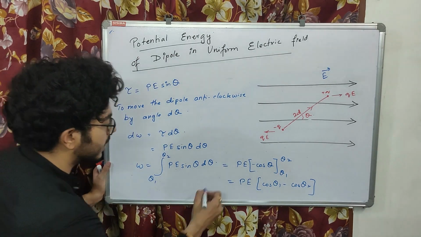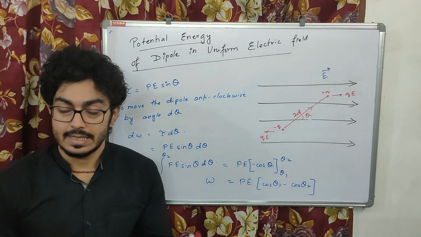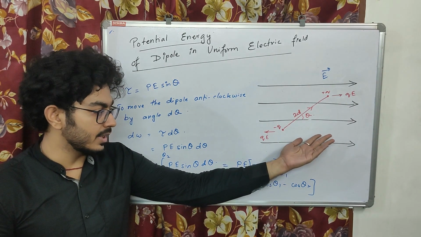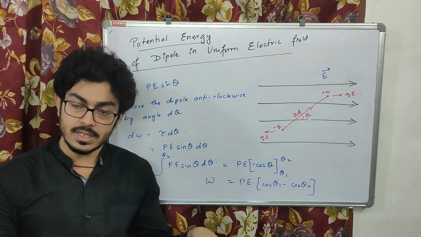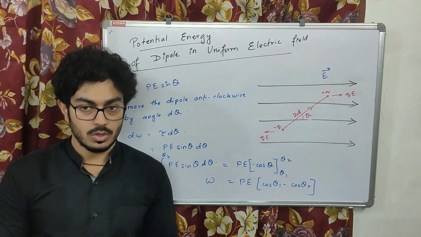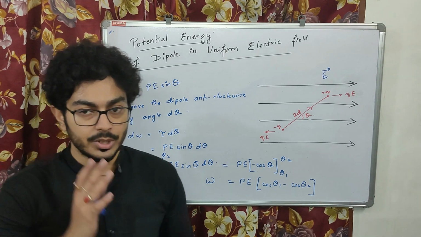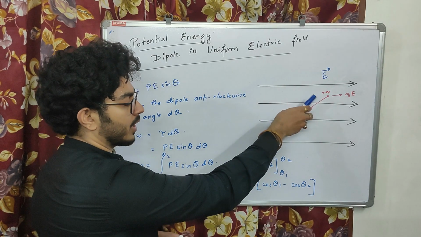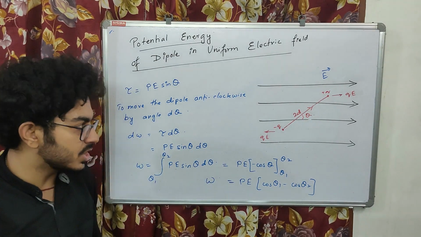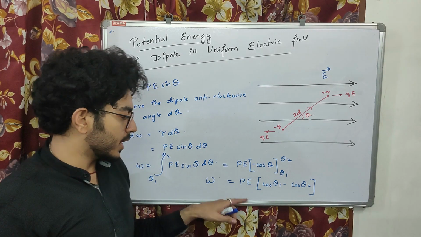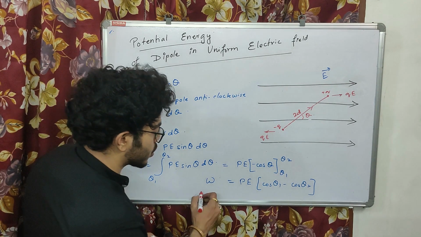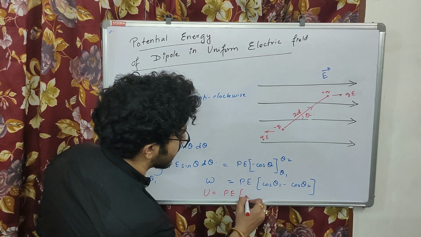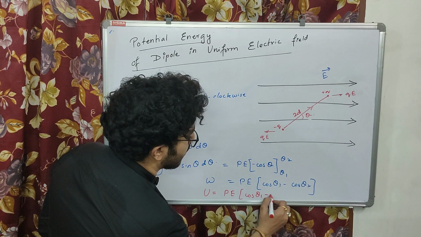So this is the work done by an external agent to rotate a dipole in an electric field. The work done by the external agent is stored as potential energy. Clear? So the work done by an external agent in rotating a dipole in an electric field is stored as potential energy. So if you rotate a dipole like this, the potential energy gained by the dipole will be this one. So work done is stored as potential energy. So I can write PE (cos theta 1 minus cos theta 2).